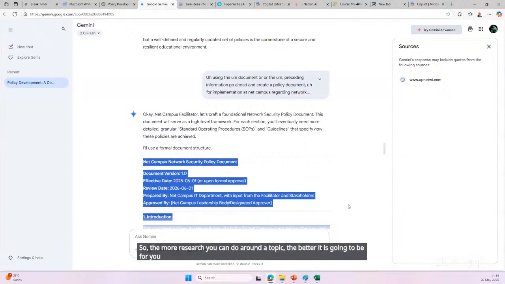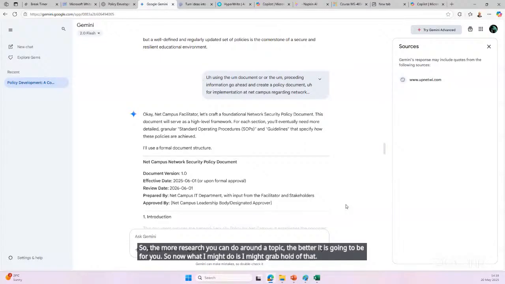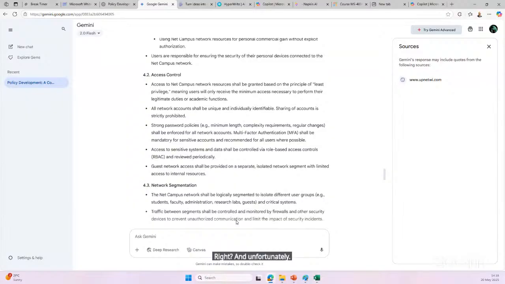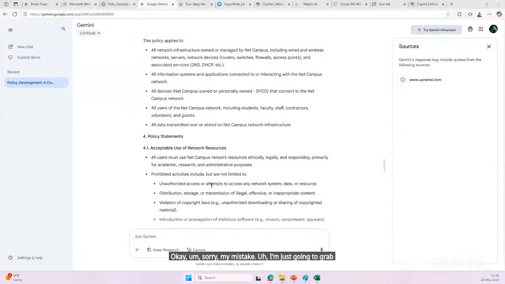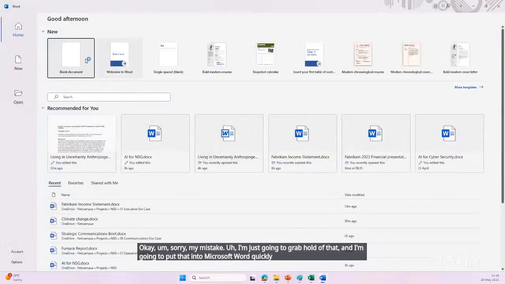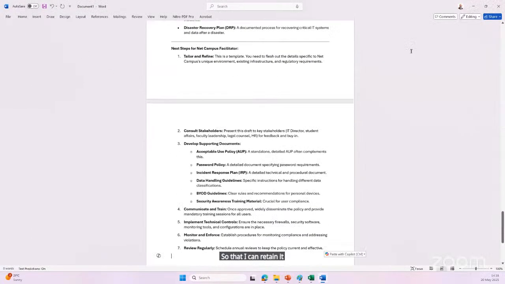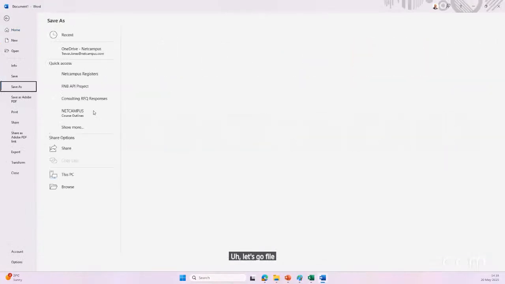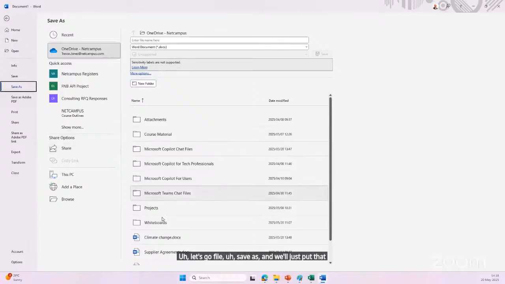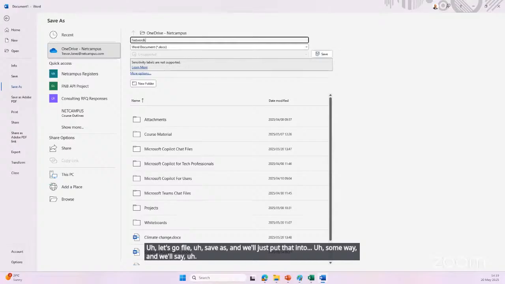So now what I might do is I might grab hold of that, right? And unfortunately, let's see if we can do this. Okay. Sorry. My mistake. I'm just going to grab hold of that and I'm going to put that into Microsoft Word quickly so that I can retain it. Okay, so there's my policy document. Let's go File, Save As, and we'll just put that somewhere and we'll say network security policy. Right, I'll save that quickly.